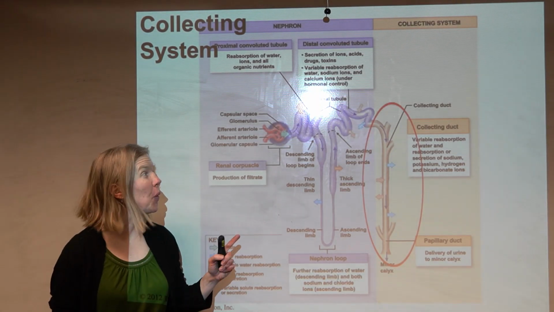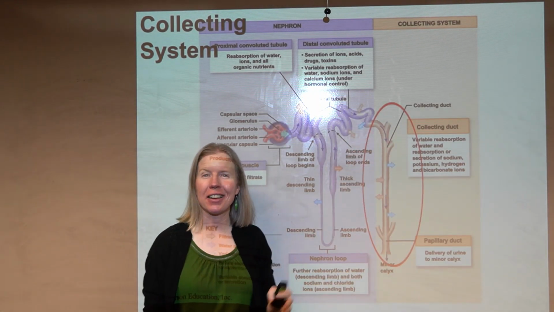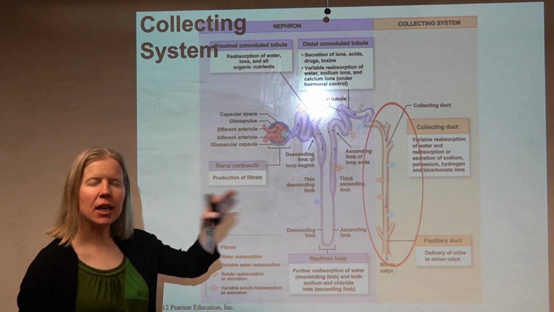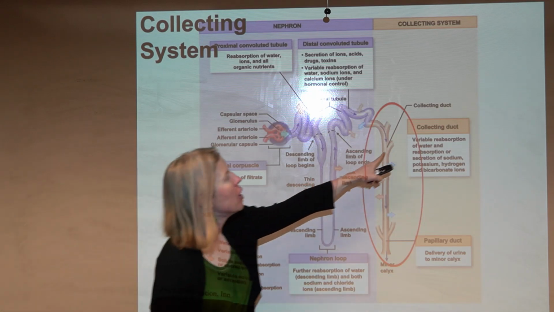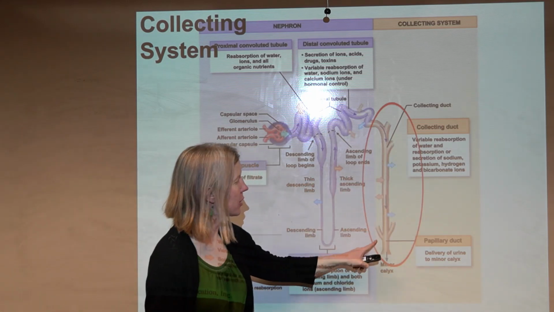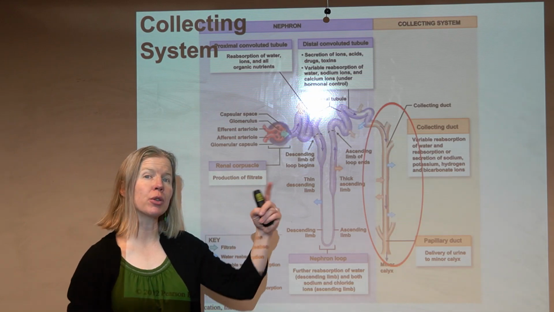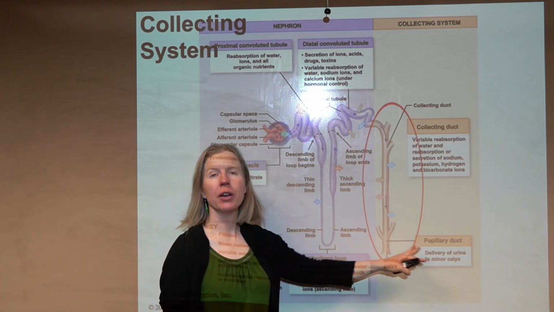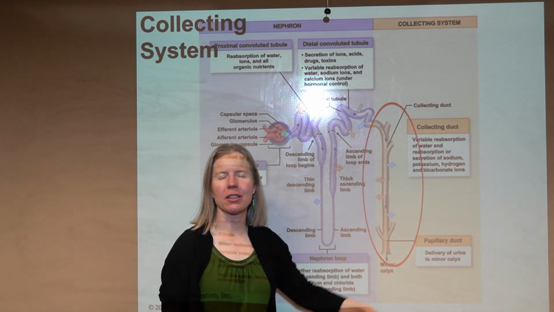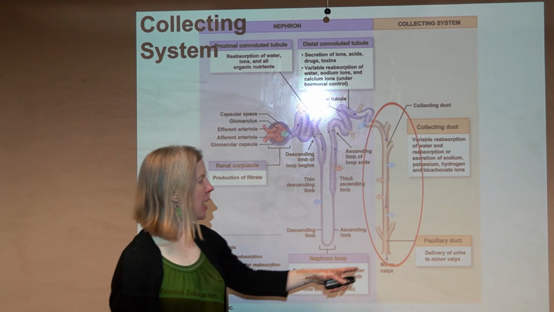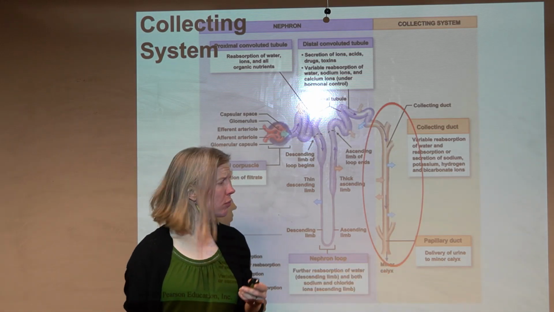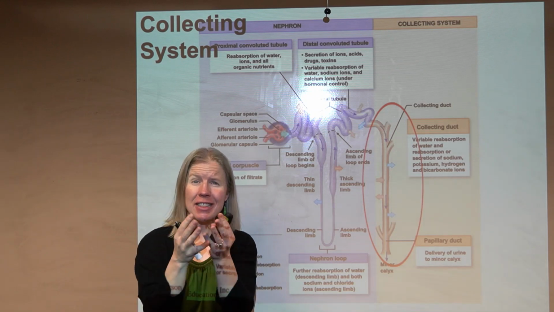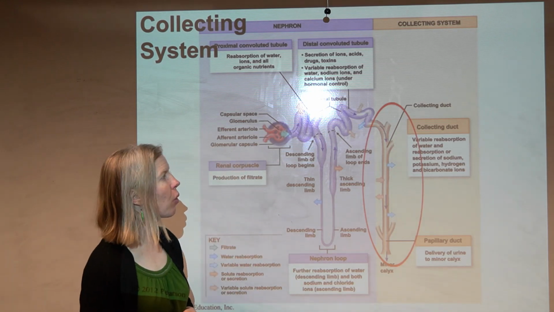Look at this, we're almost there. We are to the collecting duct, or the collecting system here. Remember, this collecting duct is not technically part of the nephron, because we actually have lots of nephrons coming in here, right? Lots of distal convoluted tubules dumping into the same collecting duct, and multiple collecting ducts dump into what's called the papillary duct, and then we're delivering this to what's called the minor calyx. We basically now have urine that's in the kidney and is heading for the bladder.